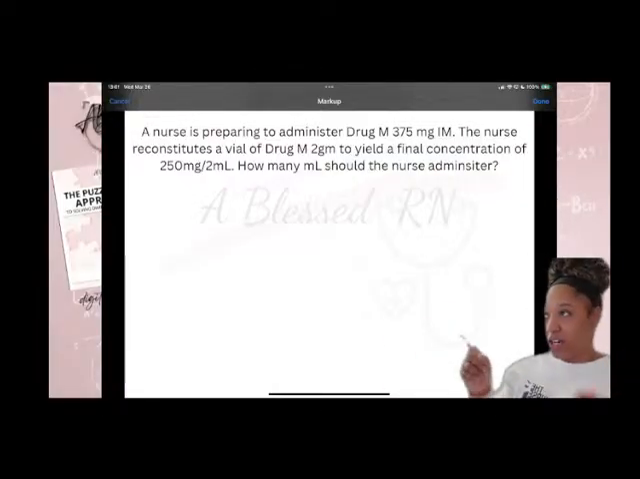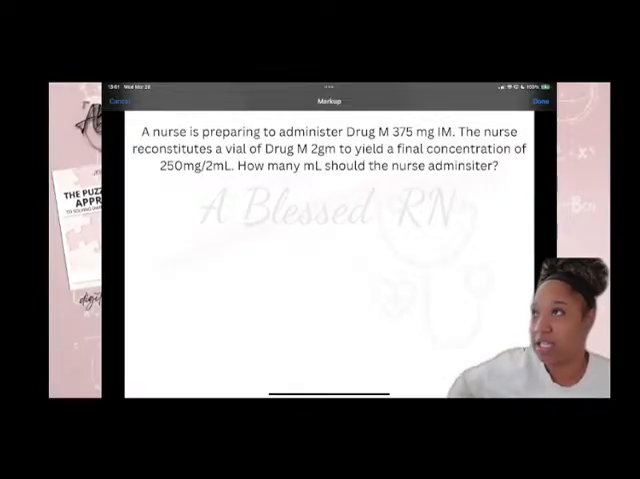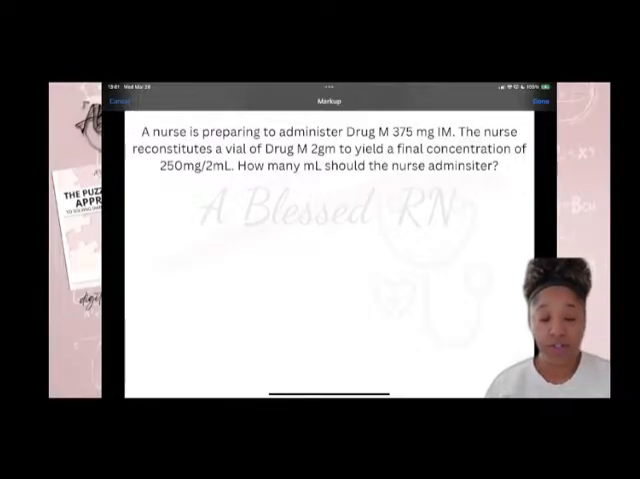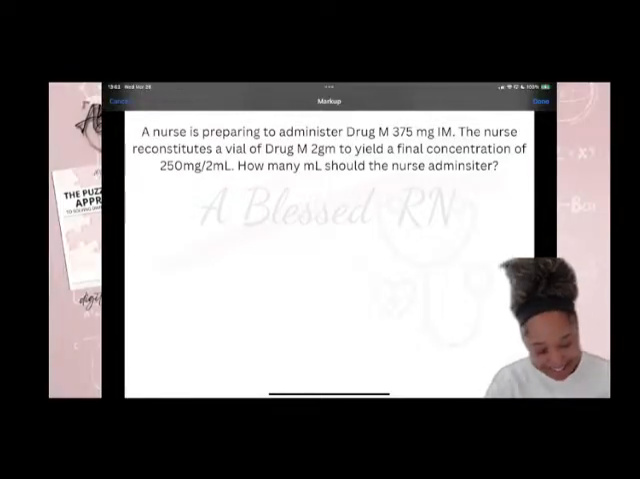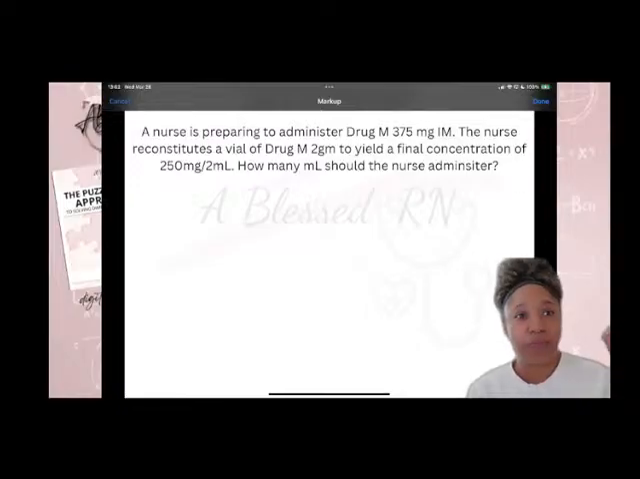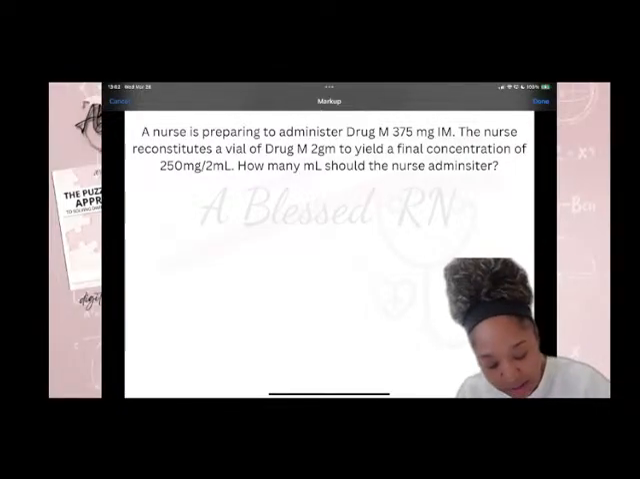All right, so a nurse is preparing to administer drug M, 375 milligrams IM. The nurse reconstitutes a vial of drug M, 2 grams, to yield a final concentration of 250 mg per 2 milliliters. How many milliliters should the nurse administer? Oh, typo. Anywho, so what's the goal? The goal is milliliters, right? That's what I'm looking for.